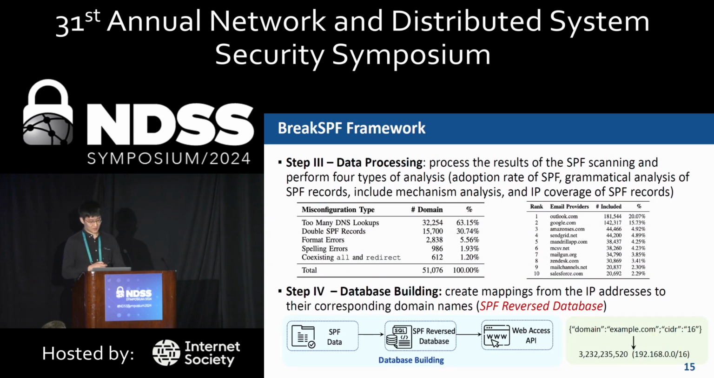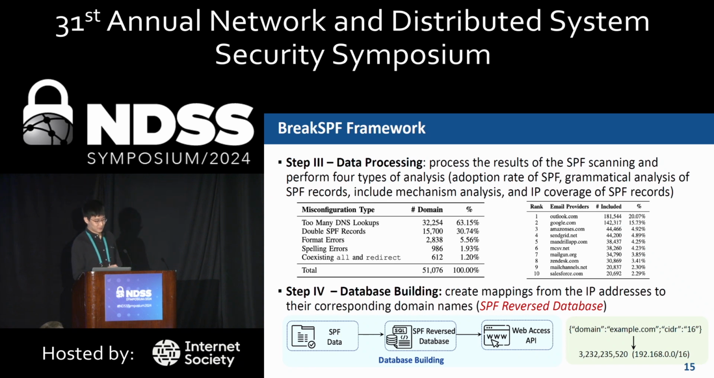The third step is domain processing. We need to establish a reverse query mechanism for the SPF dependency tree. We need to reparse the SPF records and traverse the SPF dependency tree to record each node's ancestor. We also process the results of SPF scanning and perform some necessary analysis. In this way, we can know which domains are affected by a vulnerable SPF record.